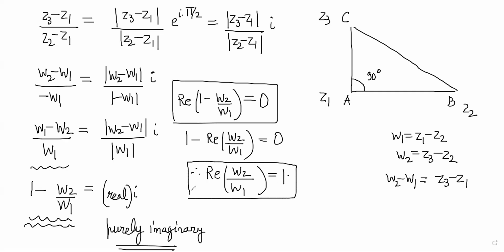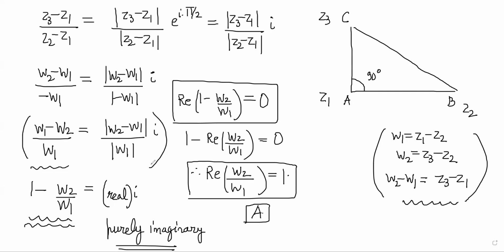So that finishes off one part of the problem, and that was giving us the option A. Option A is correct and D is incorrect, right? So simple rotation theorem and using the information that they have given in the problem gives us this condition. And once you have this condition, you can easily figure out that this is a purely imaginary number. So real part of W2 by W1 is 1, right?